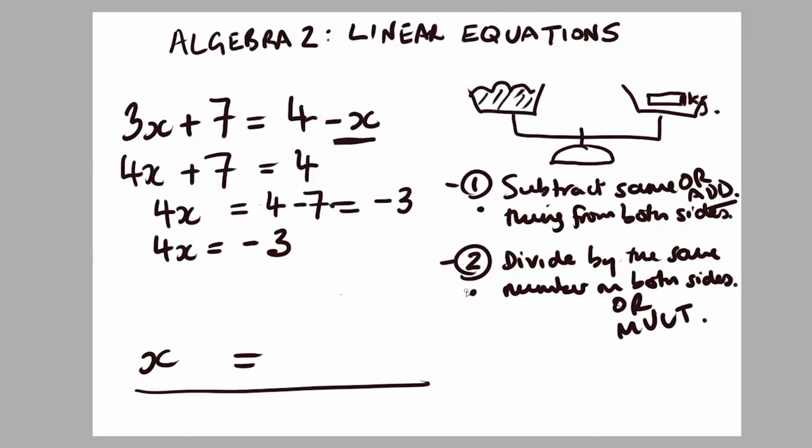So to get rid of that 4, I'm going to divide both sides by 4. 4x, 4 lots of x, divided by 4 is 1 lot of x. So if I divide that side by 4, I've got to divide that side by 4 as well. So I'm going to get minus 3/4, which you could write as minus 0.75. So that is the next level of difficulty on linear equations.